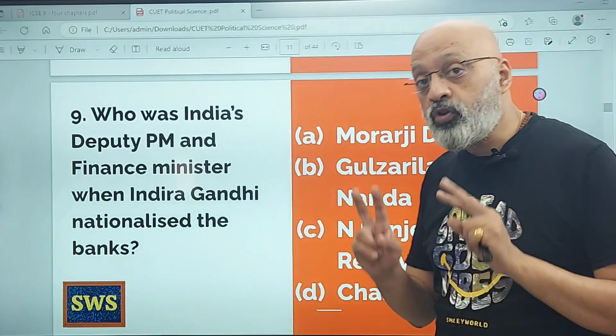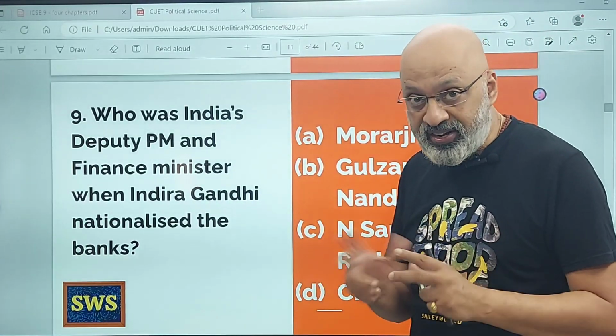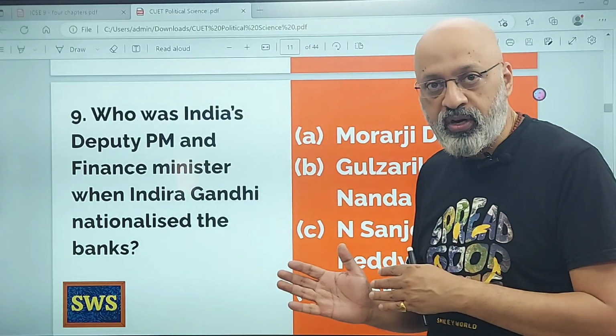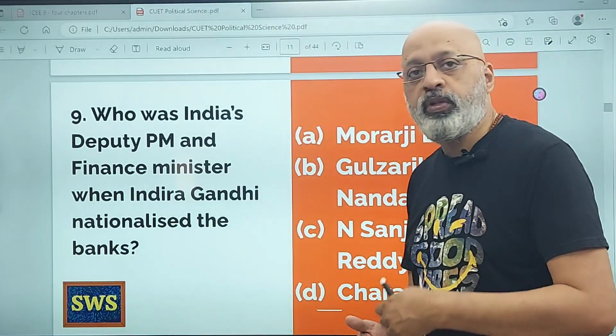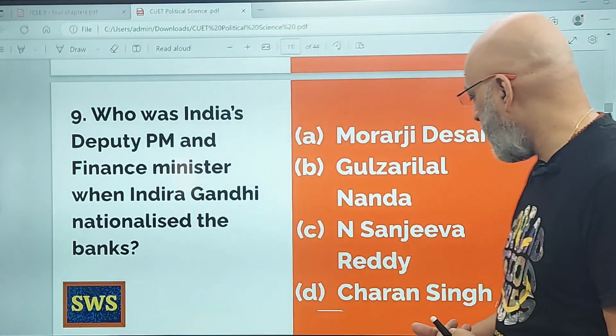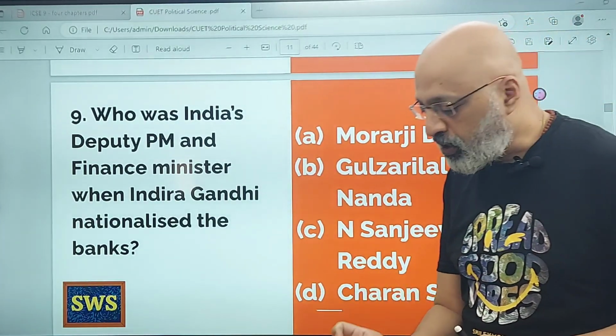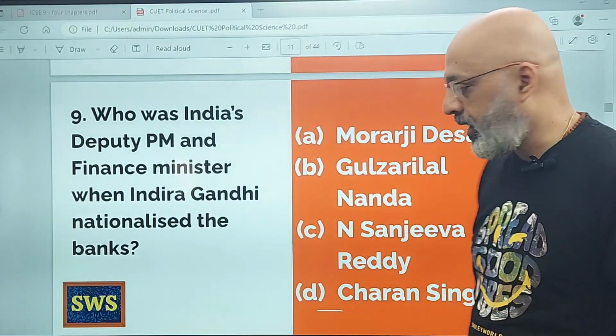Gulzari Lal Nanda was twice acting prime minister, the interim prime minister after Nehru's death and after Lal Bahadur Shastri's death. Sanjeeva Reddy from Anantapur district of Andhra Pradesh went on to become the president of India. Charan Singh became prime minister for a very brief while in 1979-80.